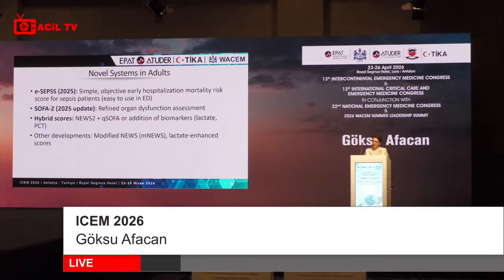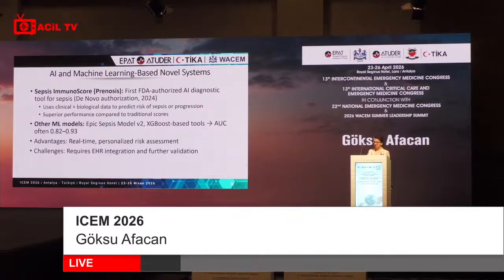Moving to adults, several promising novel tools have emerged. The eSepsis score aims to provide a simple, objective mortality risk score suitable for early use in the emergency department and hospital settings. We are also seeing refined versions of the SOFA and various hybrid scores that combine NEWS-2 and qSOFA with biomarkers such as lactate and procalcitonin. These developments focus on improving usability while maintaining strong predictive performance in real-world emergency department workflows.